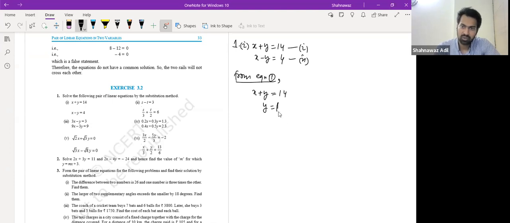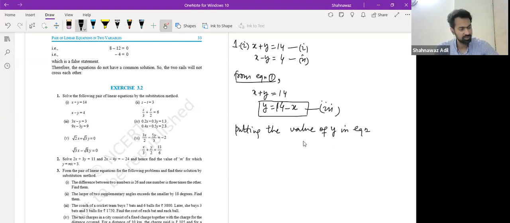Yes. Yeah, so y would be 14 minus x, right? So we have calculated the value of y from the first equation. Now putting the value of y in an equation. Which equation will we put this value of y in, Amira? Equation second. So x minus (14 minus x) is 6. Be very careful with this negative sign, right? Whenever you have a negative sign, write the bracket. Don't forget about this bracket.